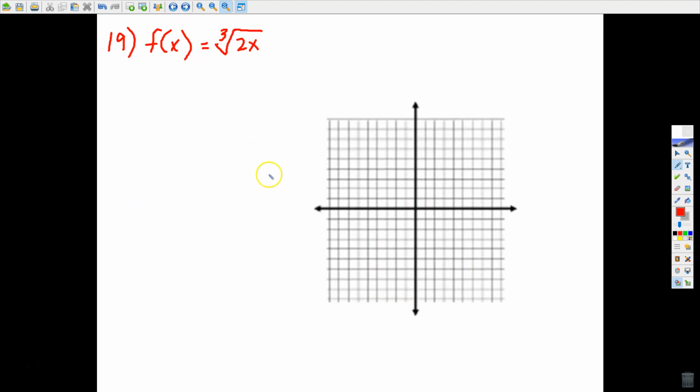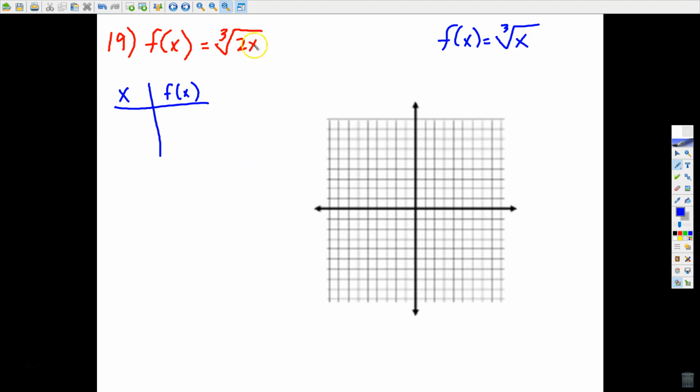Now we get into cube root functions. And remember, this isn't the parent cube root function. The parent would not have a 2 in front of it. So translating the parent, it would have to look like this. So much like we did with our problem number 16, we're going to do a little table of values and just come up with a few inputs.